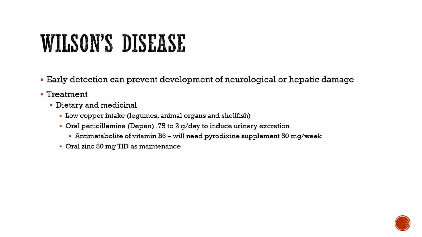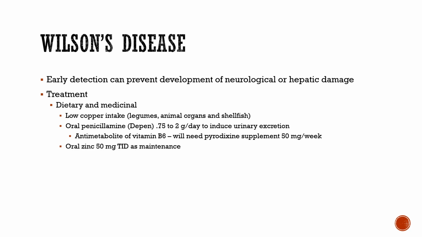Oral penicillamine or D-pen, 0.75 to 2 grams per day. That's 0.75 grams up to 2 grams per day to induce urinary excretion. So what it does is it chelates or binds to the copper in the blood, and then it's excreted through the urine.